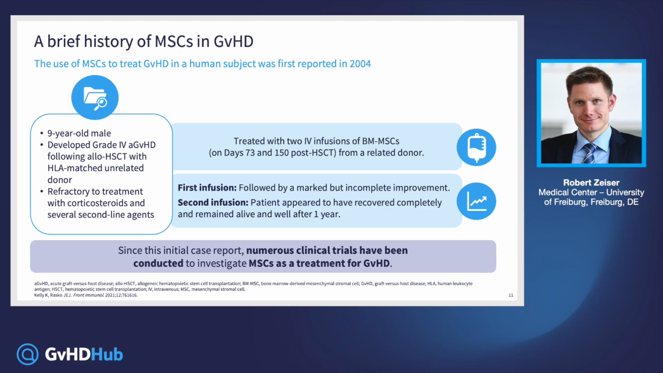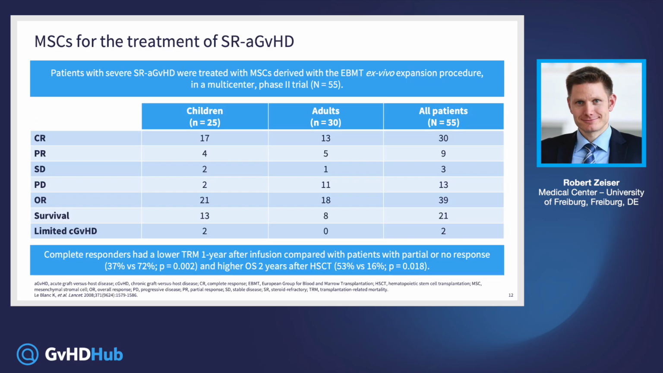This was published at the time, I think, in Lancet as a case report, and was the first real clinical proof that this cell population has clinical activity against acute GvHD, and was, so to say, the starting point for several clinical trials. Some of them I will highlight in the coming slides. This was a study for patients with severe steroid refractory acute GvHD treated with MSCs within the EBMT ex vivo expansion procedure in a multi-center phase 2 trial that was then led by Katharina LeBlanc and published in 2008.